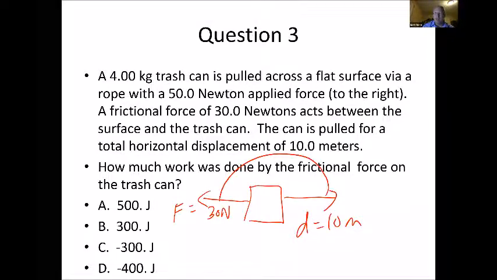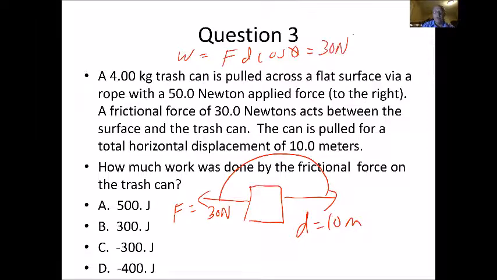And that's 180 degrees. So what our work's going to look like is work equals our force times our distance times the cosine of theta, which would be 30 newtons times 10 meters times the cosine of 180. Well, the cosine of 180 is -1. -1 times 10 times 30 ends up giving us -300 joules.